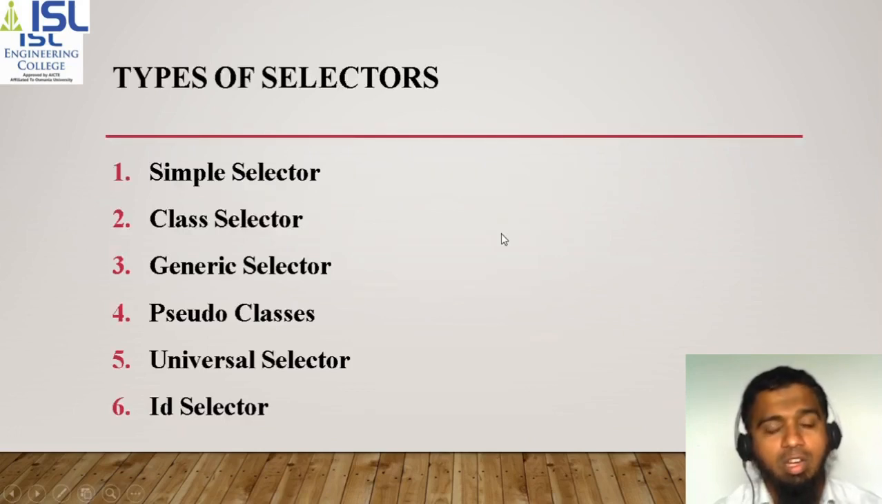We are going to see the types of selectors: how many types of selectors we have and why we need them. We have six types of selectors: simple selector, class selector, generic selector, pseudo class selector, universal selector, and ID selector. Every selector has a different role, and why we need them in our web page, you will also understand when we see each selector.